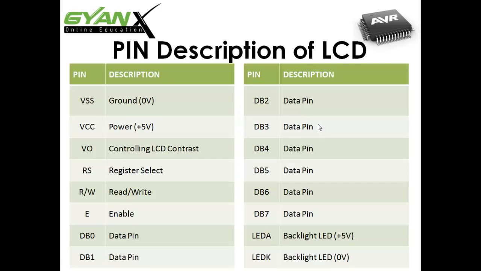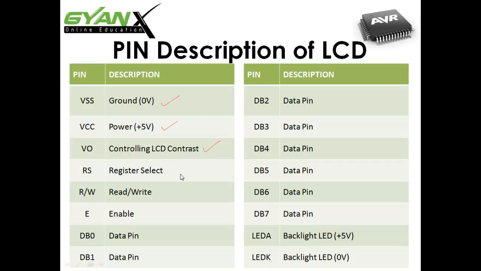First is VSS. VSS is actually ground. Second one is VCC. VCC means a plus 5 volt power supply. VO is for controlling the contrast of the LCD by using a potentiometer.